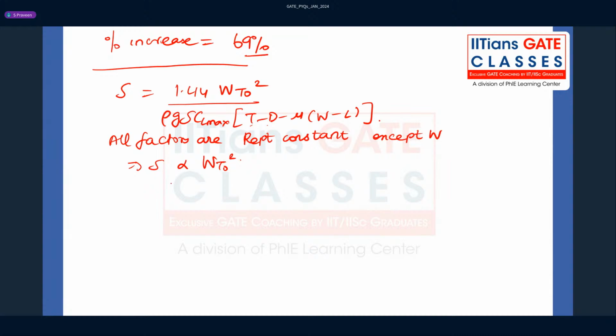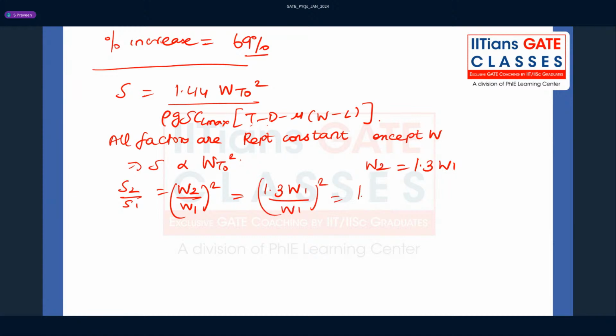Bear with me, okay? Just copy this one and then I'll go back to the first question. So I can say that S2 by S1 is simply equal to W2 by W1 to the whole square. What is said is that if weight is increased by 30%, W2 is 1.3 times W1. Substitute it here, you get 1.3 W1 by W1 to the whole square, so this will give 1.69. So what is the percentage increase?